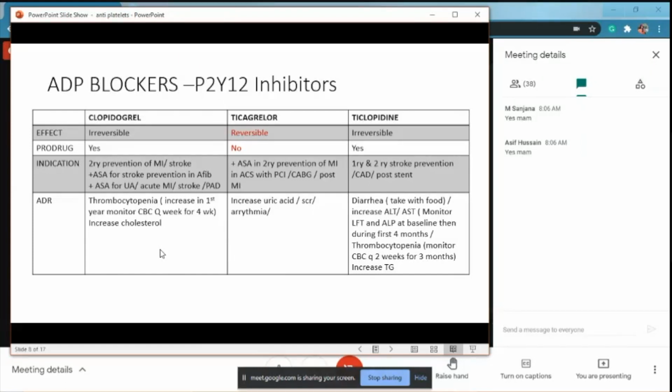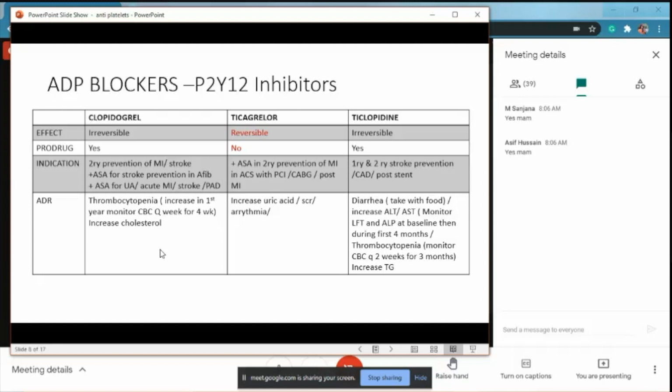Okay, and we give it in combination with aspirin for stroke prevention in AFib, which we will be discussing in stroke and in cardiac arrhythmia. So do not worry about that. We will be discussing it in detail. And we also give it in combination with aspirin in unstable angina, acute MI, and peripheral artery disease. Again, we'll be discussing unstable angina and acute MI tomorrow. So again, do not worry.